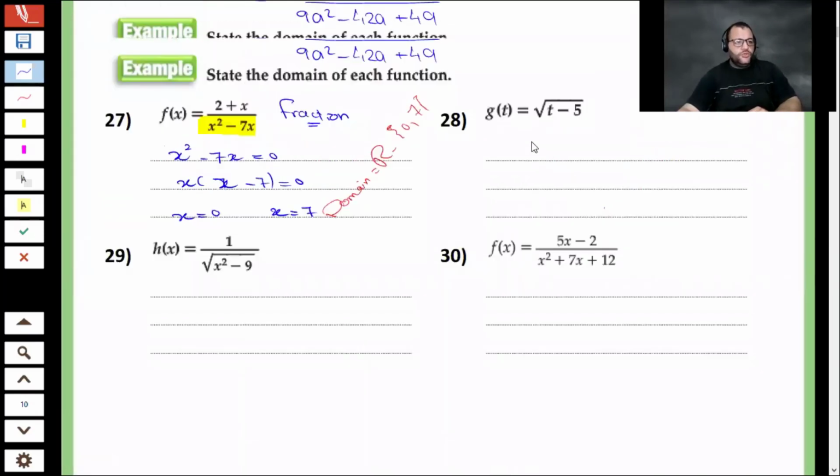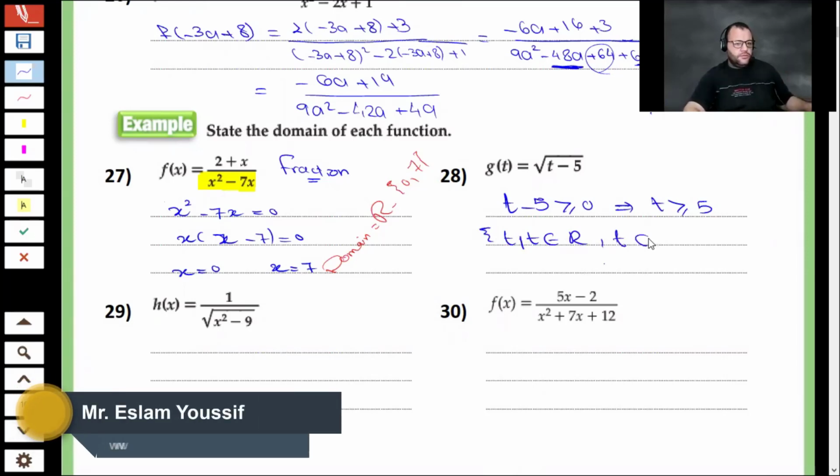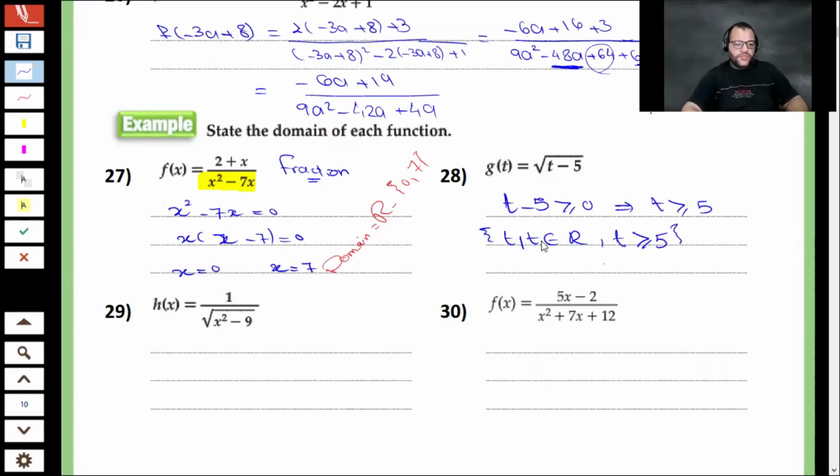Okay. So number 28, as we said now, it will be t minus 5 is greater than or equal to 0. So we can say that t is greater than or equal to 5. We can write in the description method: t, where t belongs to R and t is greater than or equal to 5. Or we can write it in the form of an interval. It will be 5 to infinity, closed at 5 and open at infinity.